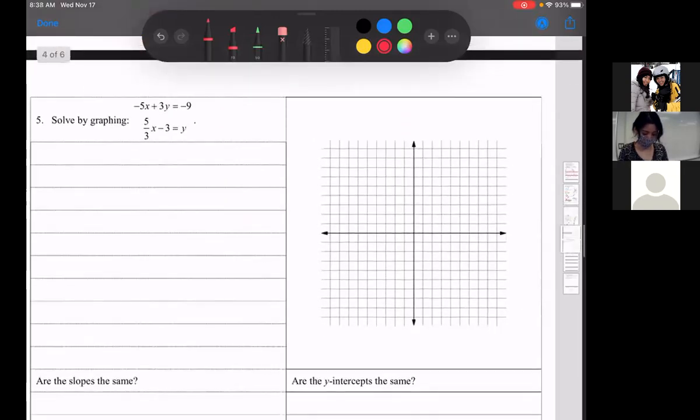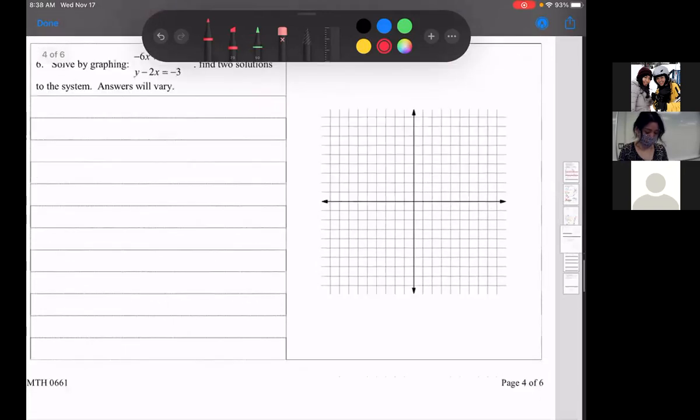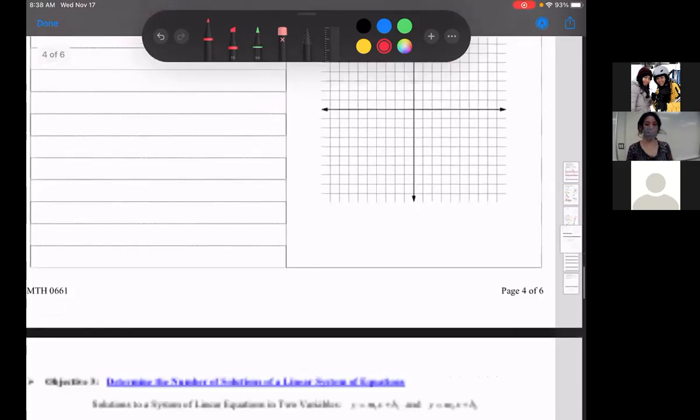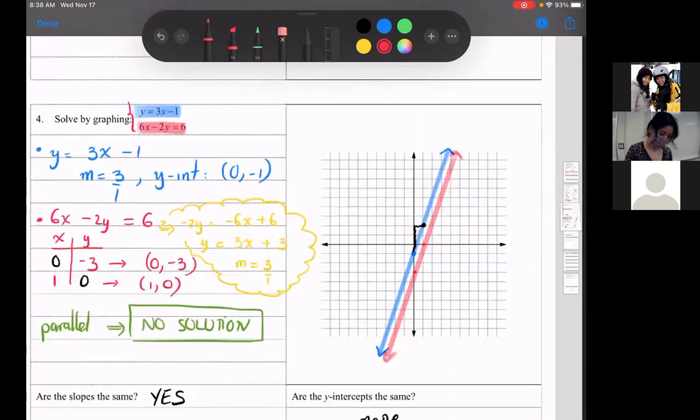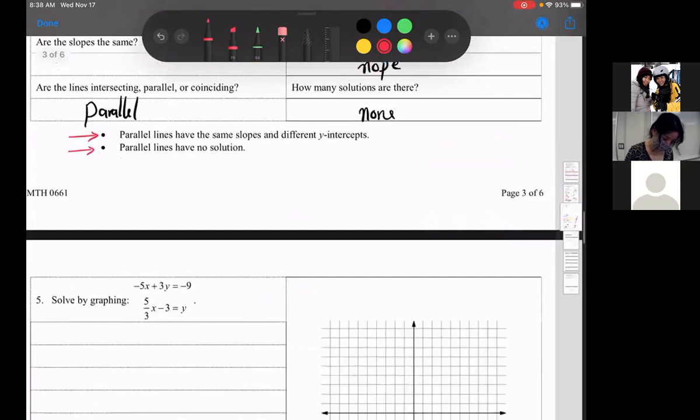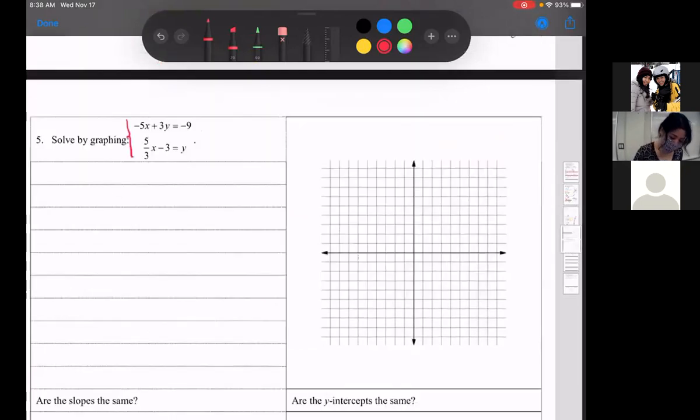All right, number 5. I know you're like, oh my God, how we keep solving this? Remember that there's infinitely many solutions. So hopefully this won't be infinitely many solutions. Okay, the first one is in blue. Write that down. Negative 5x plus 3y equal negative 9.